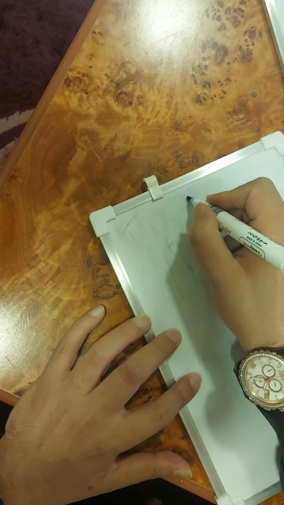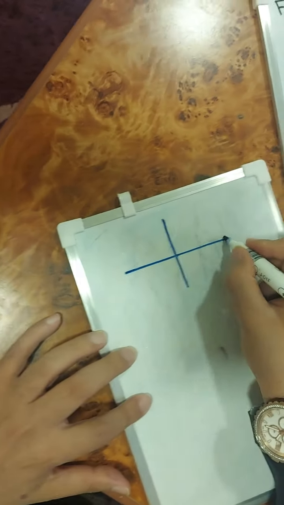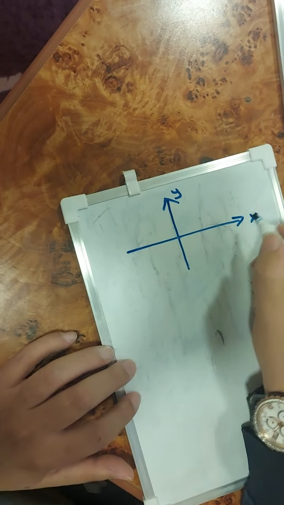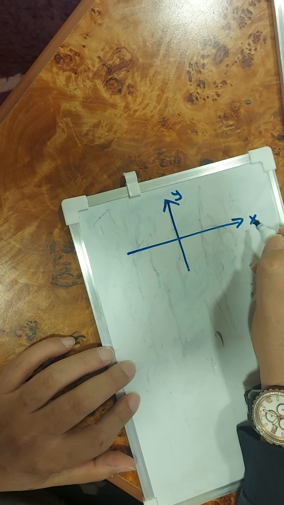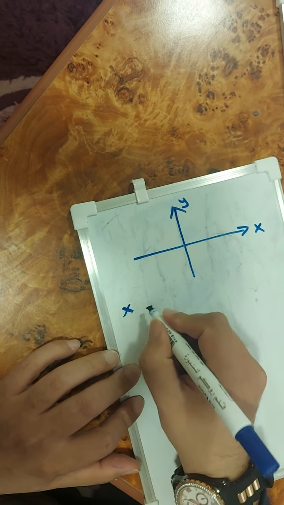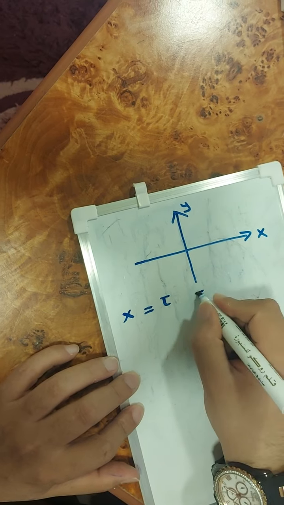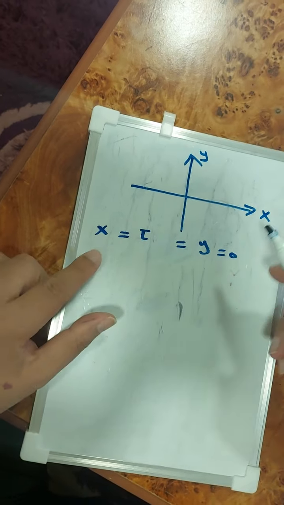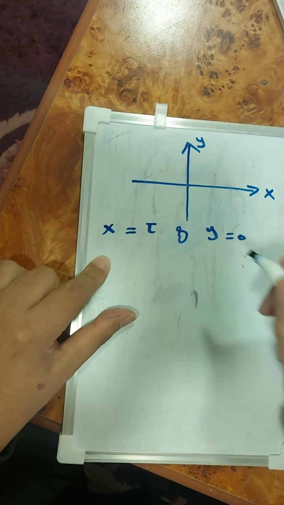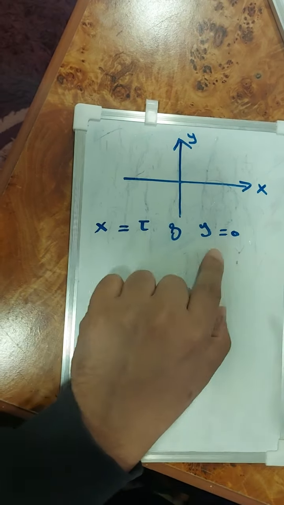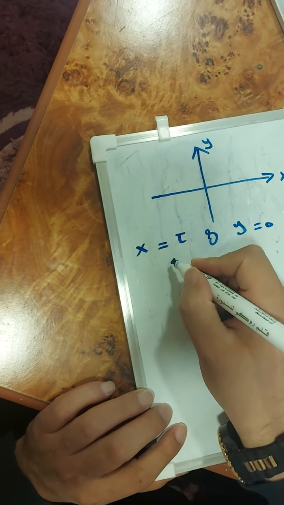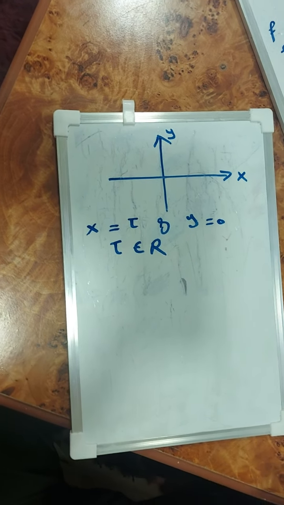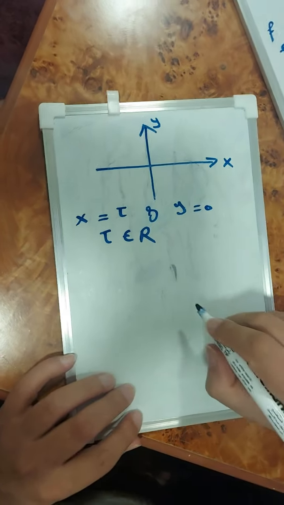if we consider the xy plane, this is the xy plane. For example, if we take the x-axis, the parametric solution of the x-axis is x equal t and y equal 0. For this system of coordinates, we have the parametric solution x equal t and y equal 0. T means any real number. It's called a parameter and belongs to the set of real numbers.